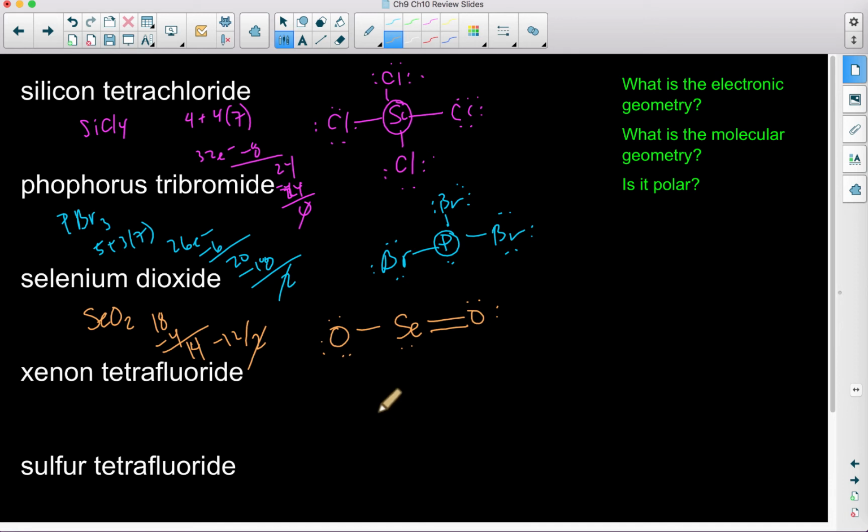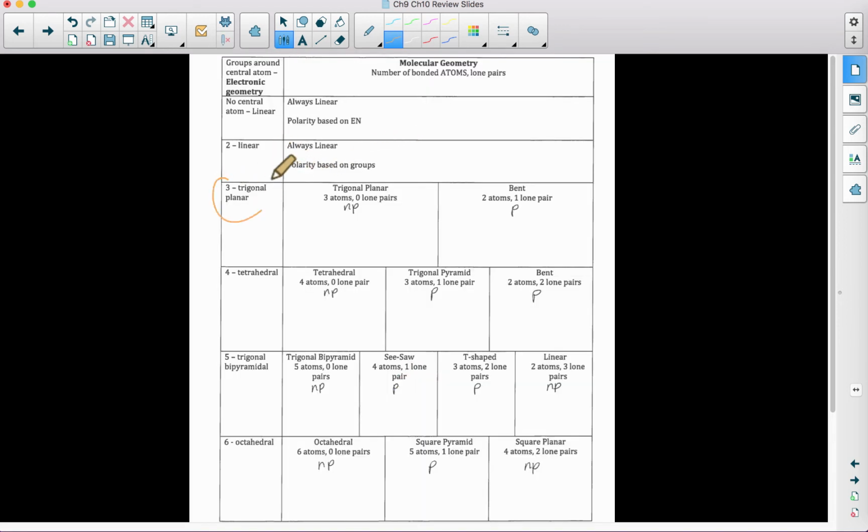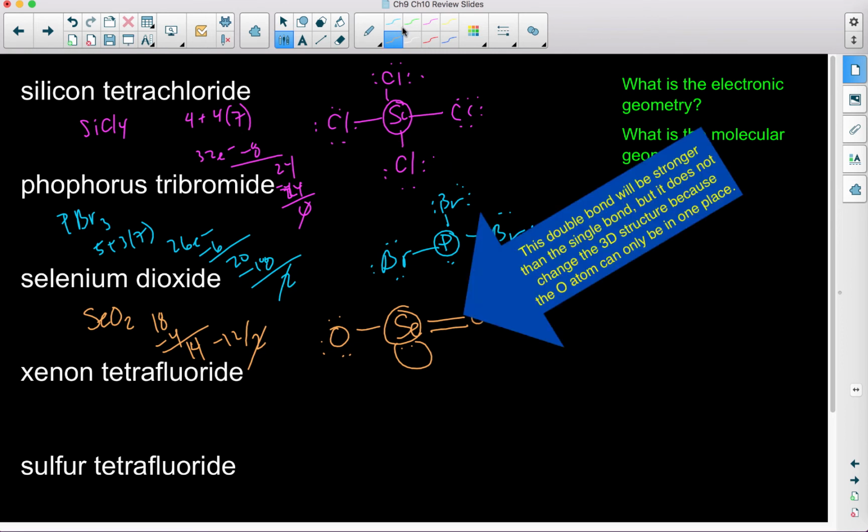So if we go and apply it, all right, we have a central atom, we have 2 groups, and we have a lone pair. Which means that we have a central atom with 3 total things, one of which is a lone pair. So it's trigonal planar, bent, polar. Yes? All right, next up.